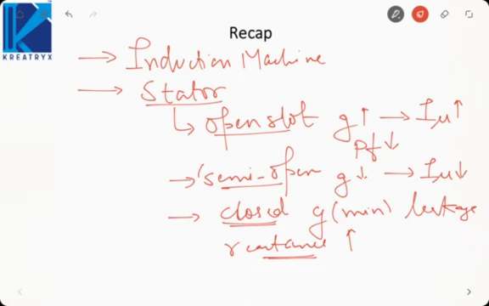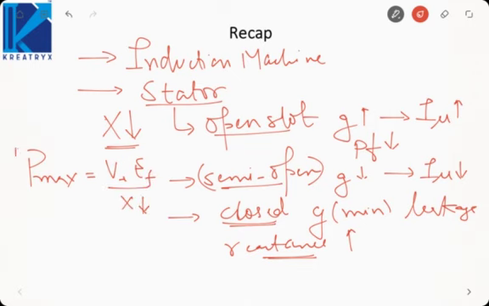So we went for semi-open type of slots for induction machine, and we went for open type of slots for the synchronous and the DC machine, because open type of slots have more air gap and hence will have less reactance. If reactance is less, then Pmax, which we saw in synchronous machine, Vt Ef by X, was high. So stability of the machine was high.